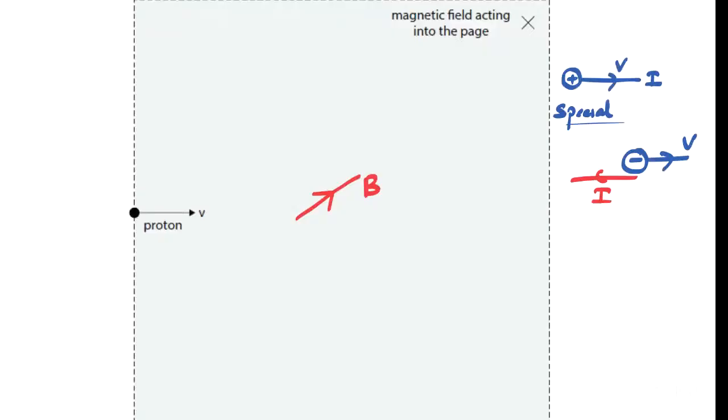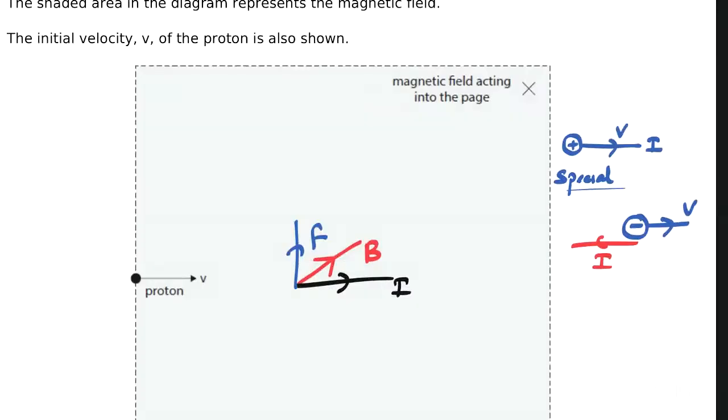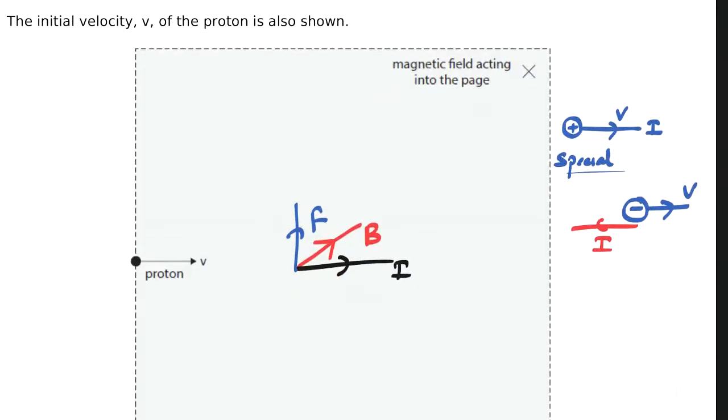But in this case, it is a proton, and a proton is a positive charge. So the current direction will be like this. Now you can place your fingers and see. So FBI: B is going towards the plane, current in this direction, so the force will be acting upwards. Once the proton enters this magnetic field, what will happen? There will be an upward force. So eventually the path will be like this, right?